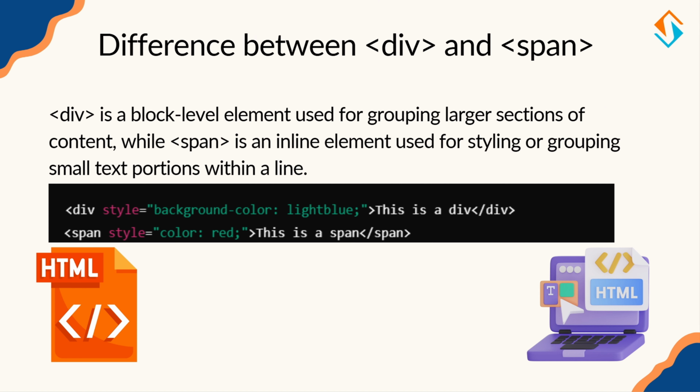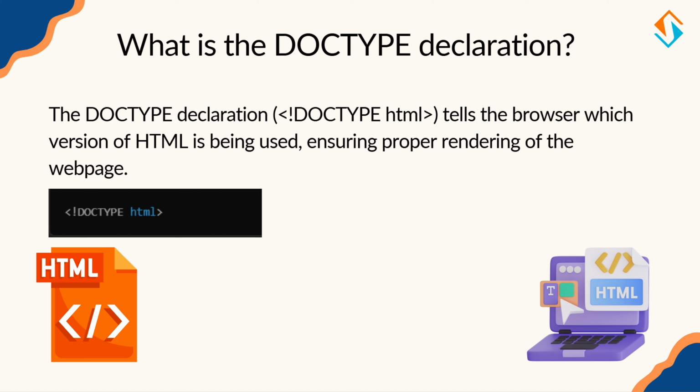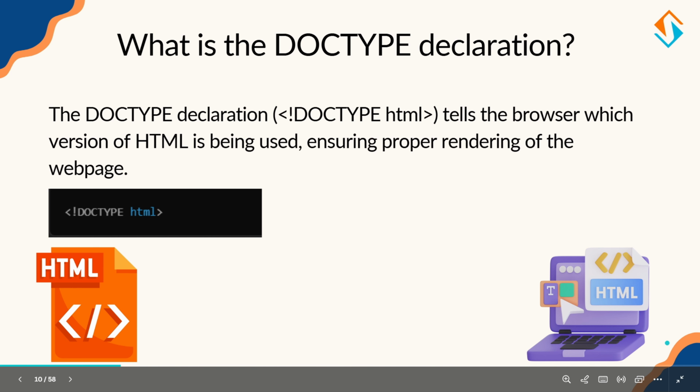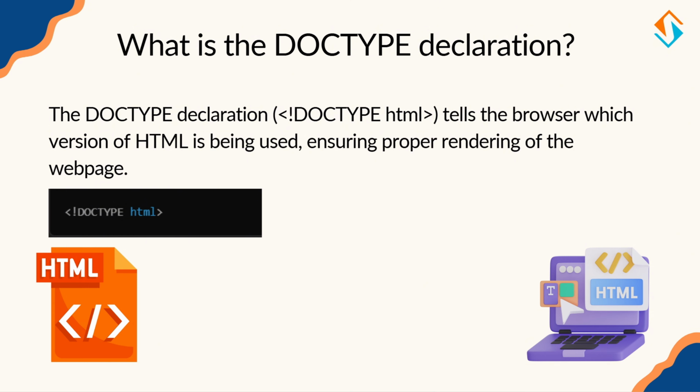Now next question, what is the doctype declaration? At the very top of an HTML file, you will often see this: doctype html. This tells the browser which version of HTML we are using. In modern web development, we use HTML5, so we write exclamation doctype html. Without it, pages may render in quirks mode, causing layout issues.